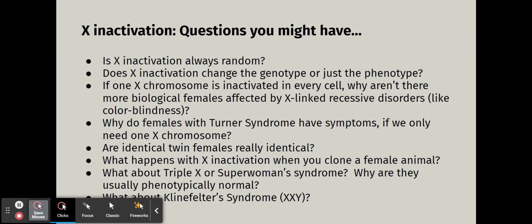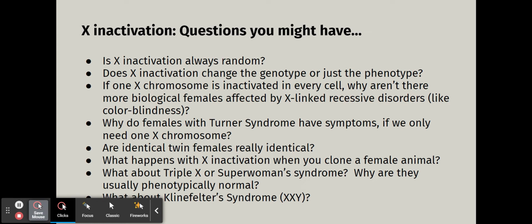Why do females with Turner syndrome have symptoms? You only need one X chromosome. Well, that is why Turner syndrome is the only monosomy that is compatible with life, because only a very small amount of genetic material is missing. Only the material that's found on those escape genes. Those genes regulate things like skeletal growth, and they regulate secondary sex characteristics in females.